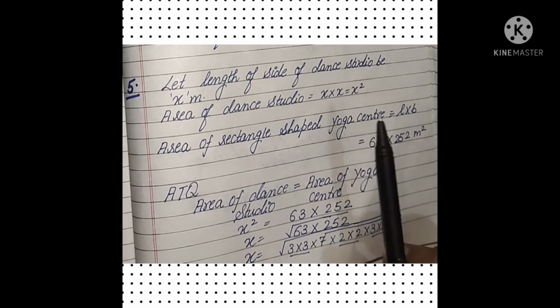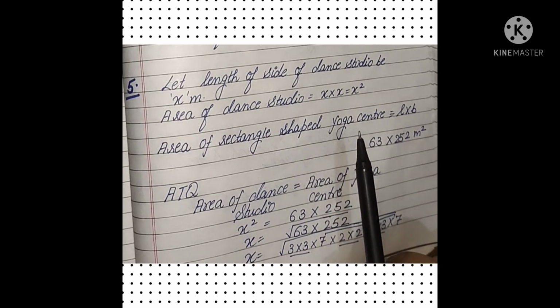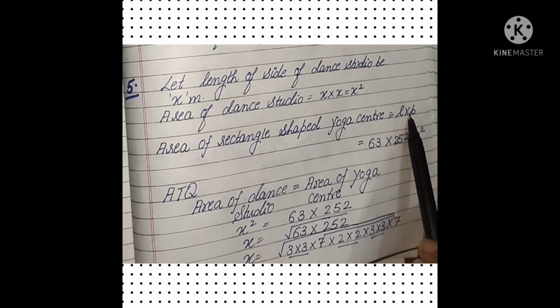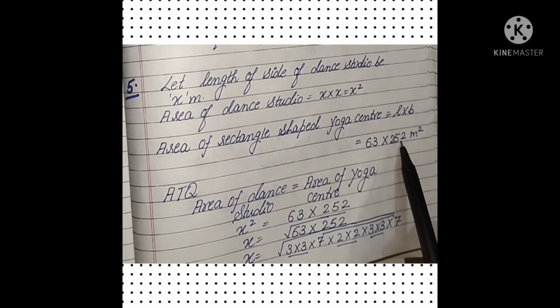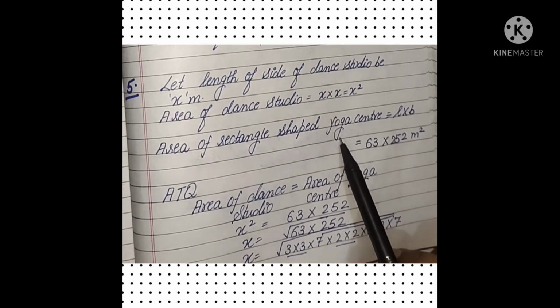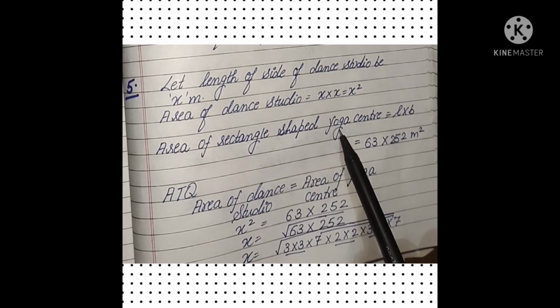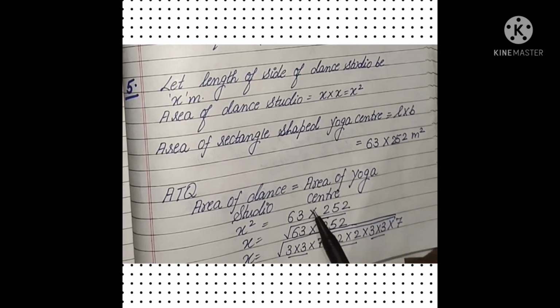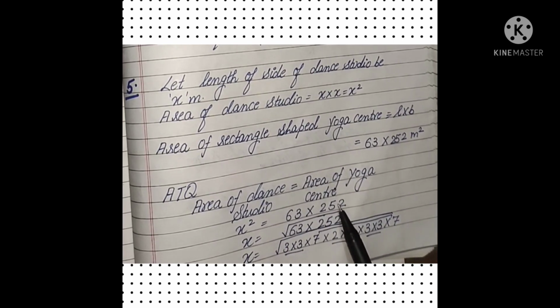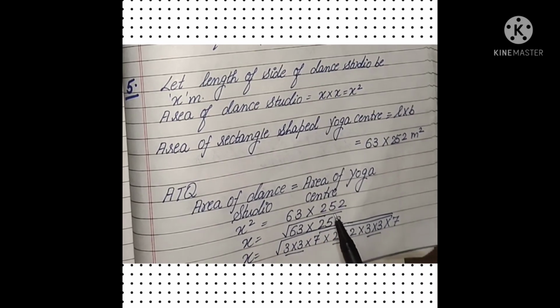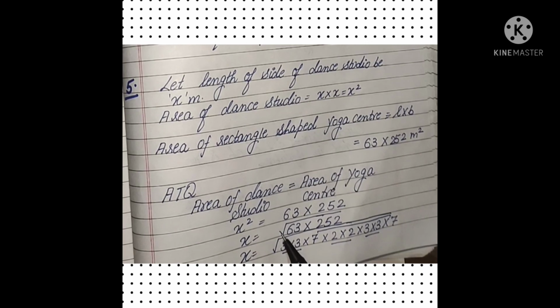Length and breadth of the rectangular-shaped yoga center are given. So its area will be L multiply B, means 63 multiply 252. And it is given in the question that both areas are the same, means the area of the dance studio is equal to the area of the rectangular-shaped yoga center. So x square will be 63 multiply 252. When we transpose this power 2 to the right side, it will be converted into the symbol of square root.